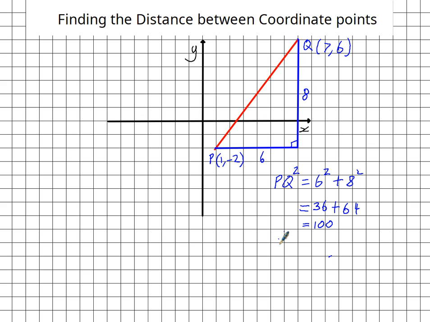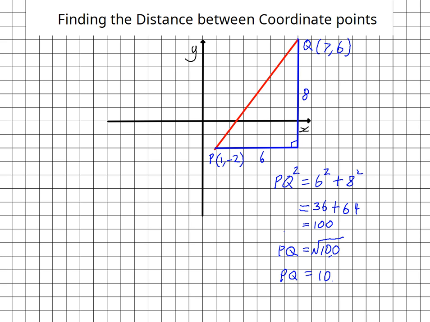So to find just PQ, we have to take the square root. So we have to do the square root of both sides. So PQ is the square root of 100. So PQ equals 10. So that means that it's 10 units up the red line.